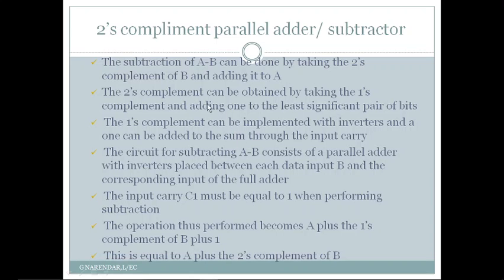After obtaining the 1's complement, we know that if we add 1 to the least significant bit, the result will be the 2's complement. So what you have to do: after getting the 1's complemented data by using NOT gates, 1 can be added through the input carry. When you want to add, instead of putting the input carry as 0, if you put the input carry as 1, then it will be equal to adding 1 to the 1's complemented data.